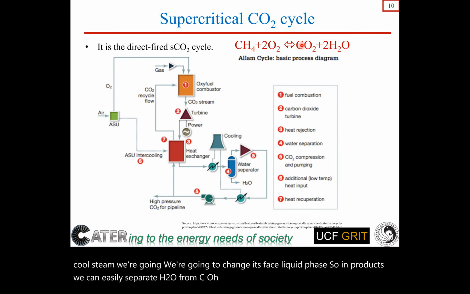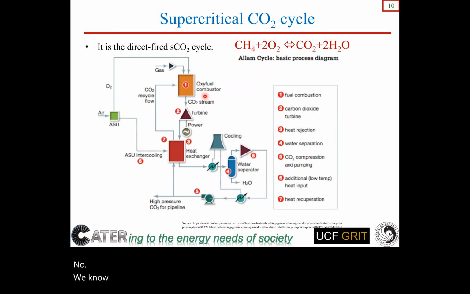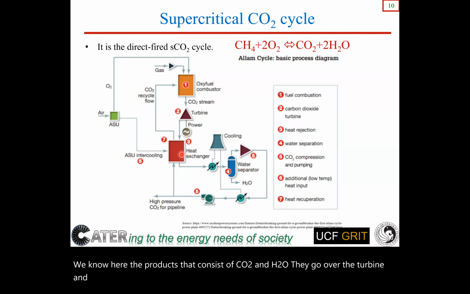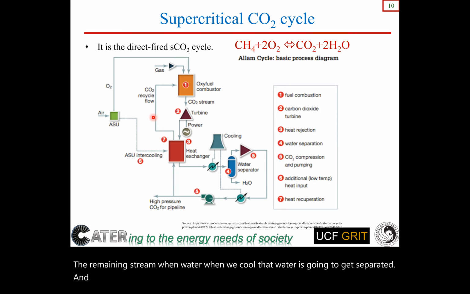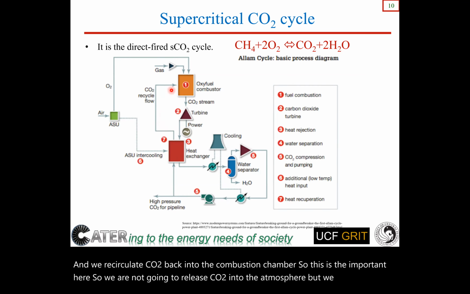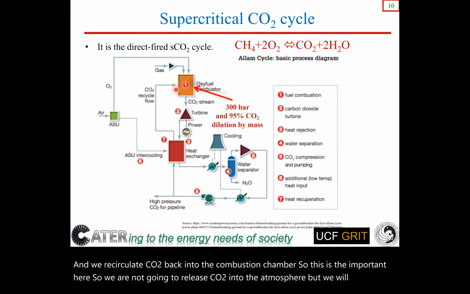So that is the basic idea behind all this oxy-combustion. We call it combustion with pure oxygen. Now the products, which consist of CO2 and H2O, go over the turbine and generate power. The remaining stream, when we cool it, water gets separated, and we recirculate CO2 back into the combustion chamber. This is the important part. We are not going to release CO2 into the atmosphere, but we will recirculate it back into the combustion chamber. That is the great idea behind this power cycle.